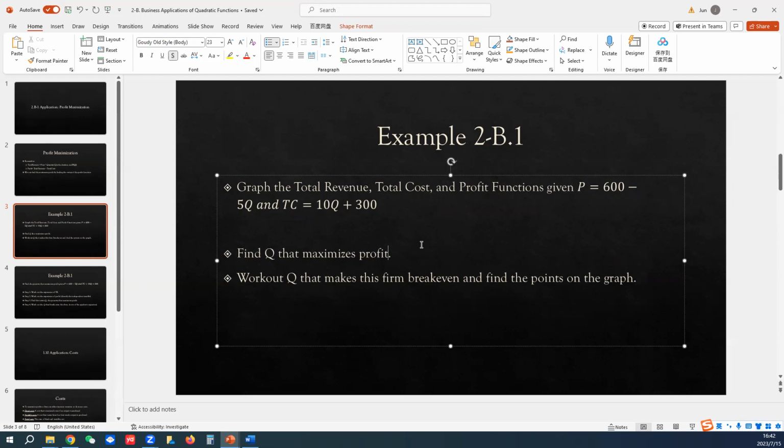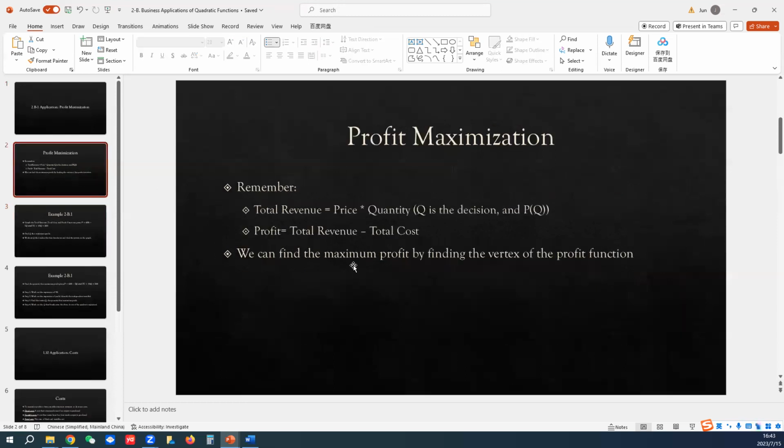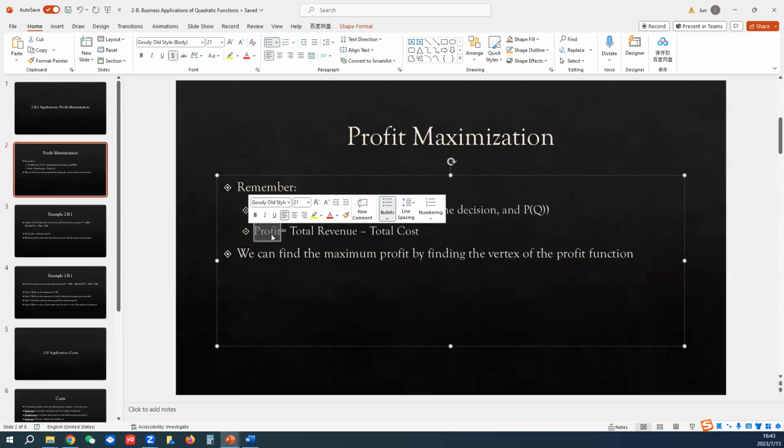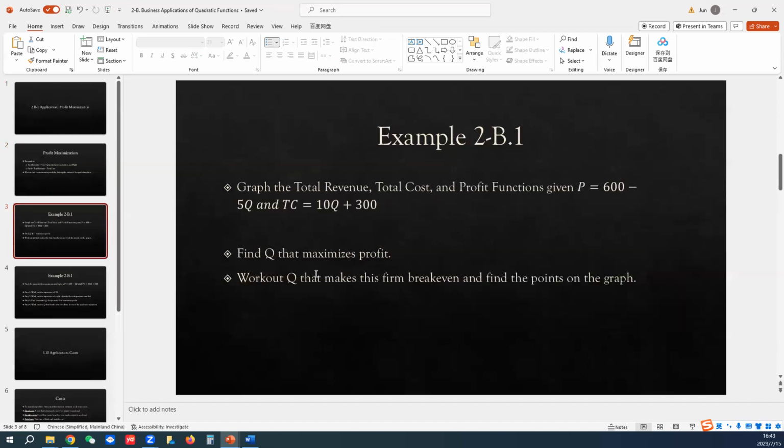How to do that? We need to find the vertex of the quadratic function of the total profit, work out the Q that makes the firm break even, and find the point on the graph. So here, if the firm is to break even, that means the profit equals 0. And when profit equals 0, that is 0 equals total revenue minus total cost, so total revenue equals total cost. That's when you're breaking even.